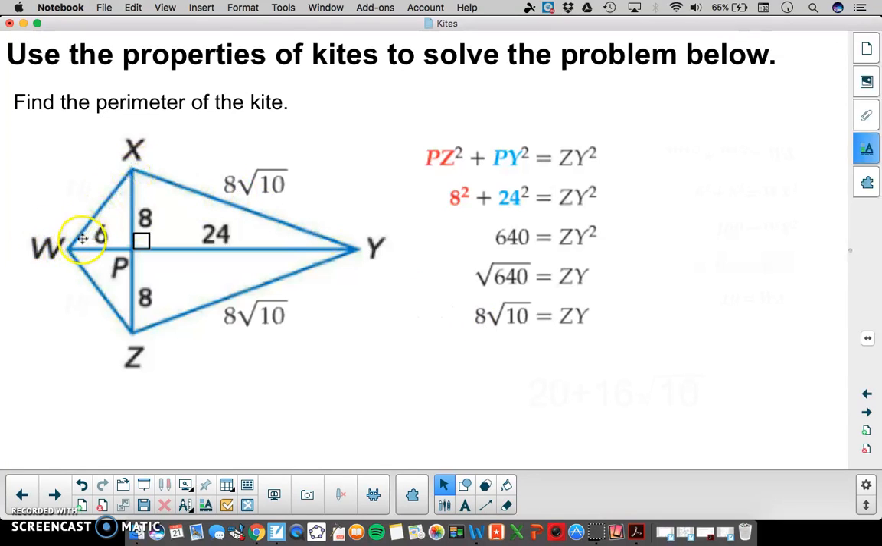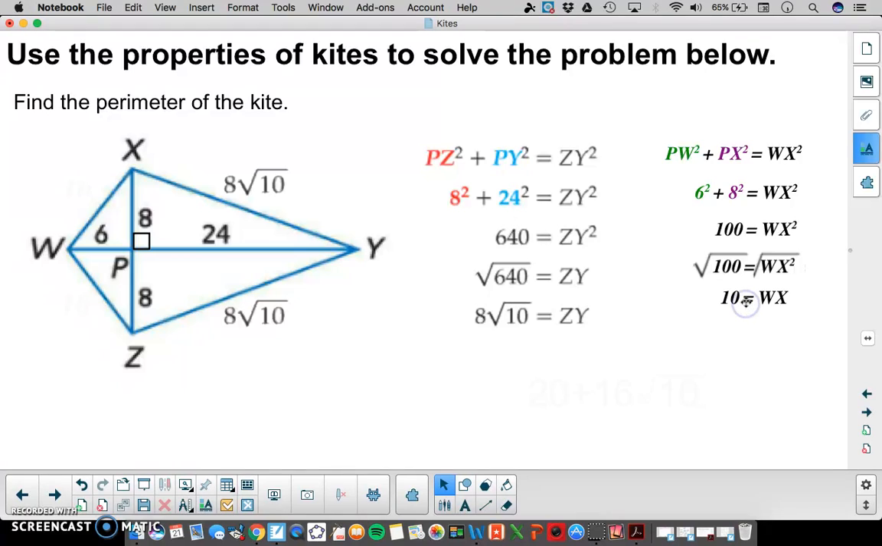Now I need to find WX and WZ. These, of course, will also be congruent measures. So I can use Pythagorean theorem using PW and PX. PW squared plus PX squared will give me WX squared. Plug in 6 and 8. 6 squared is 36 plus 8 squared, which is 64, gives me 100. When I square root both sides, that gives me WX with a measure of 10. Well, if WX has a measure of 10, then WZ has a measure of 10.